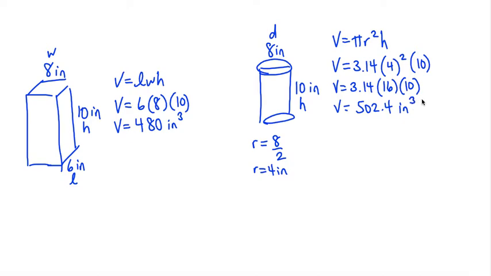So now when I'm comparing my volume, I can see that in fact the cylinder had a larger volume than the rectangular prism. So I could write a therefore statement. Therefore, the cylinder will hold more popcorn.